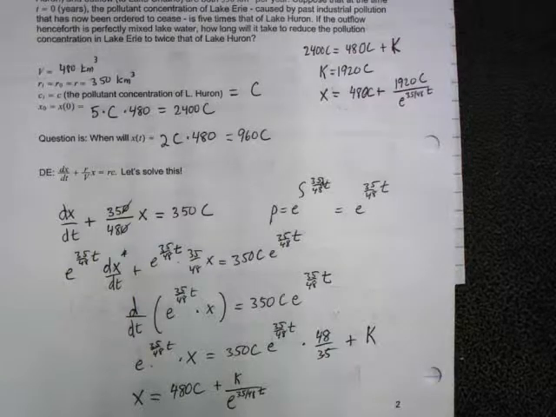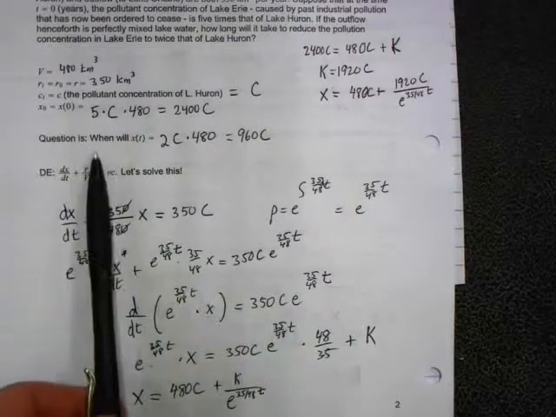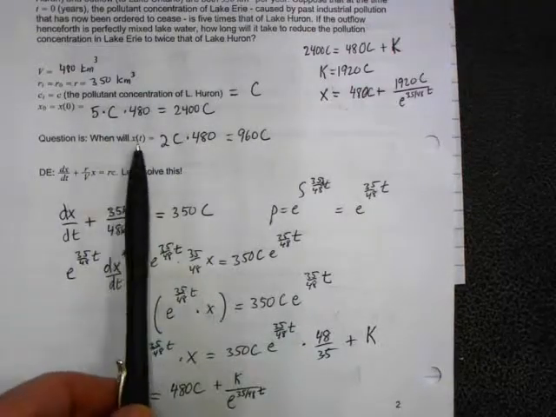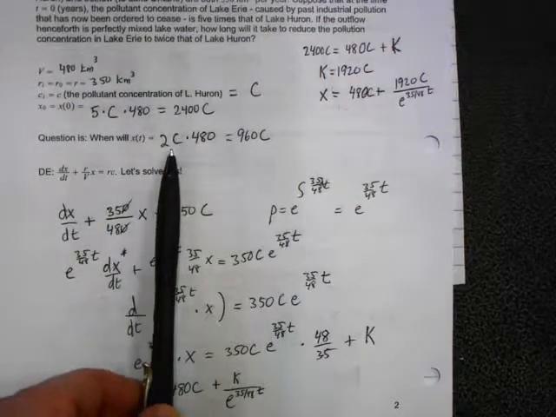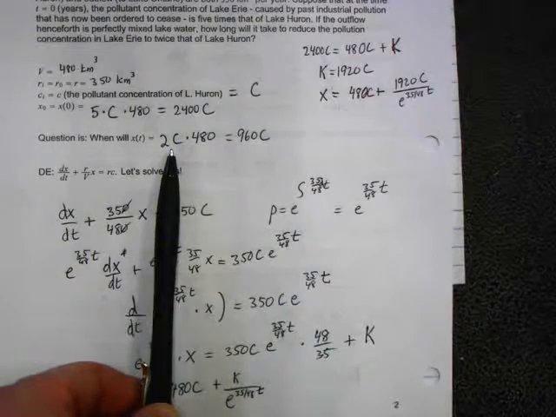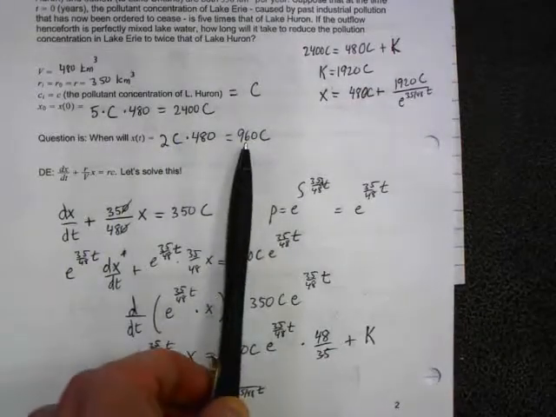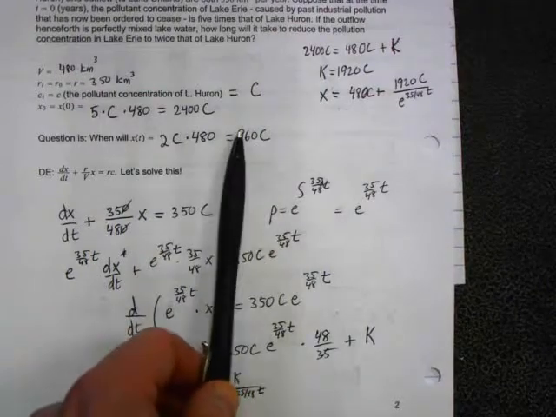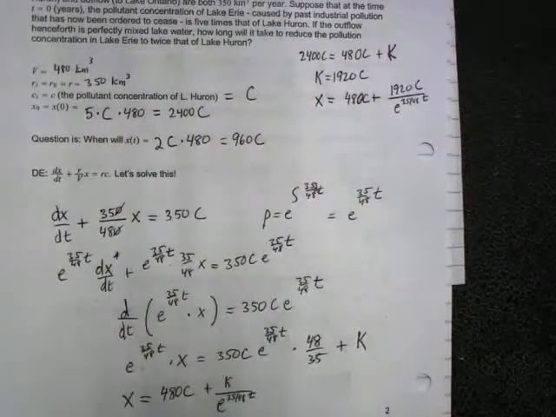All right, we're almost done. The very last thing to do is what we're trying to answer. We're trying to answer when will the concentration be reduced to twice that of Lake Huron. Currently it's 5 times Lake Huron. We want it to be reduced to twice that. So we need to plug 960c in for x and solve for t.